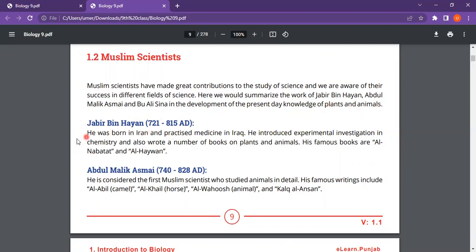Jabir bin Hayyan was born in Iran and practiced medicine in Iraq. He introduced experimental investigation in chemistry and also wrote a number of books on plants and animals. His famous books are Al-Nabatat and Al-Haywan. Abdul Malik Asmai is considered the first Muslim scientist who studied animals in detail. His famous writings include Al-Ibil (camel), Al-Khayl (horse), Al-Wuhush (wild animals), and Khalq al-Insan.